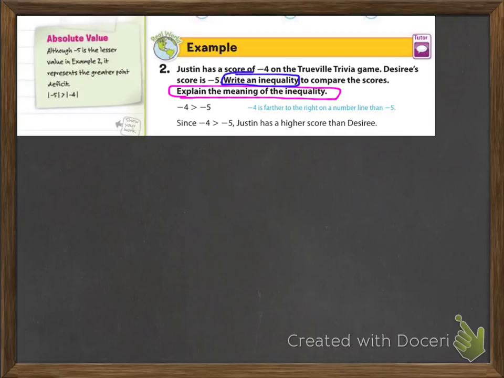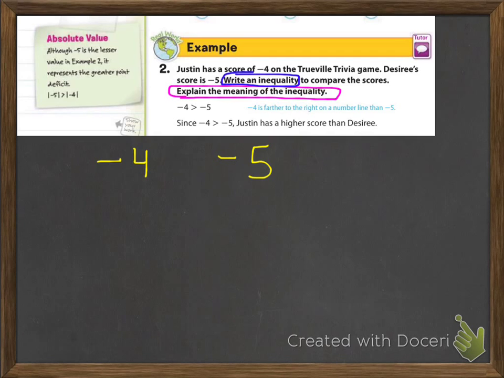All right, so what you're looking at here, the first thing we need to do is to write an inequality. So I know it's been written for you, but I still want you to write it as well. Because they gave you Justin first, we're going to put Justin first in our inequality. And then it says Desiree, so we're going to put -5 over here. So I would like you to set up your inequalities in the same order that they give them to you in. Then that way we can compare and we'll all have the same type of answer.